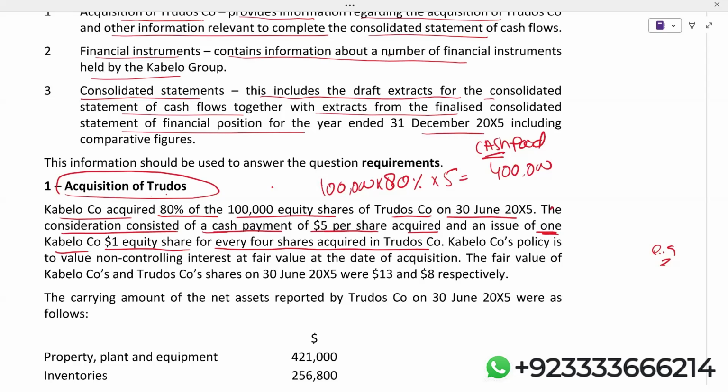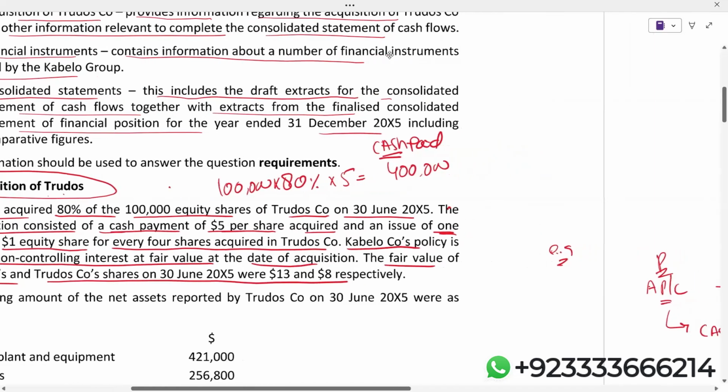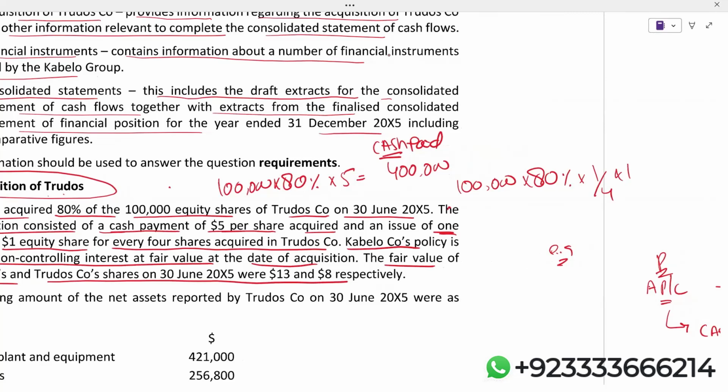And we need to know the parent's share price. Kabelo company's policy is to value non-controlling interest at fair value at the date of acquisition. The fair value of Kabelo's and Traders' shares on 30th June X5 is 13 and 8. It means that of the 100,000 shares we acquired 80%. The parent issued 1 share against 4, and the share price of the parent is 13. Let me use the calculator. So basically, the market value of shares issued by the parent is 2 lakh 60.